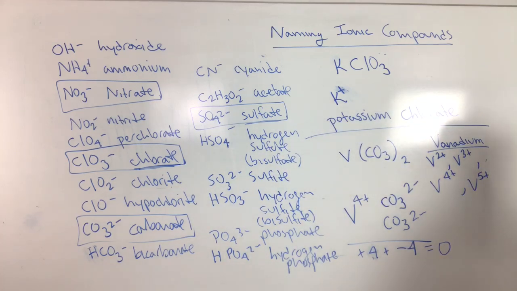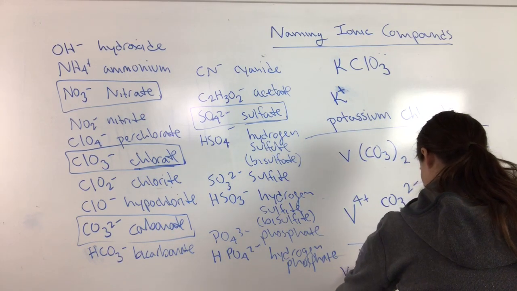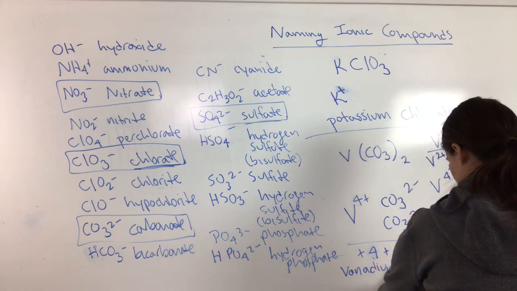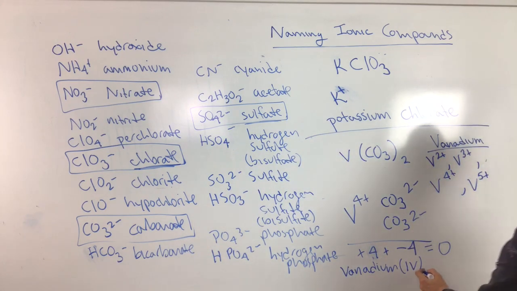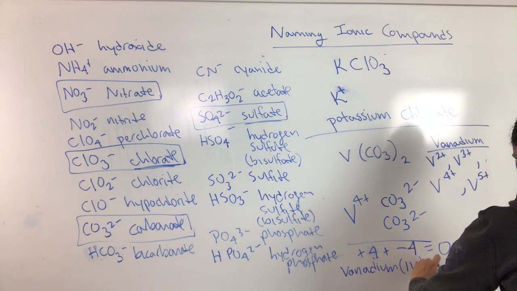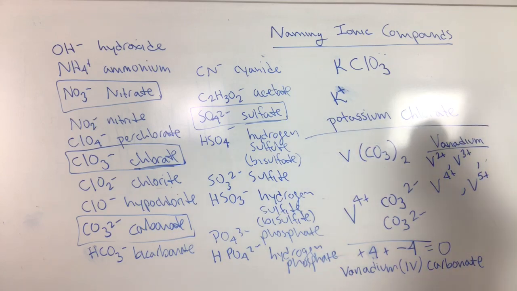so we know that the vanadium that we have is the 4+ ion. So then the way that we write this name is we write down the name of the first element, so that's vanadium. And then we write down the charge, so that's vanadium 4. And then we write the name of the polyatomic ion, so this is carbonate. So we have vanadium 4 carbonate.